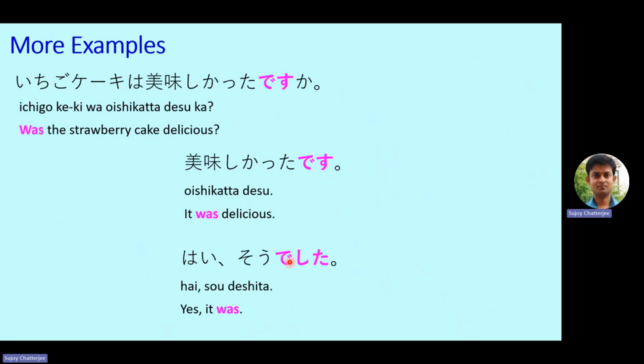Now here it will be deshita. Hai so deshita means yes, it was. Since the question is was the cake delicious, you can answer yes, it was. So if you say yes, it was, it will be so deshita. It will not be so desu, because in that case it will become "it is". So be very careful, and this is a very good example that brings out the difference between desu and deshita when it comes to adjectives and normal sentences. Excellent example.